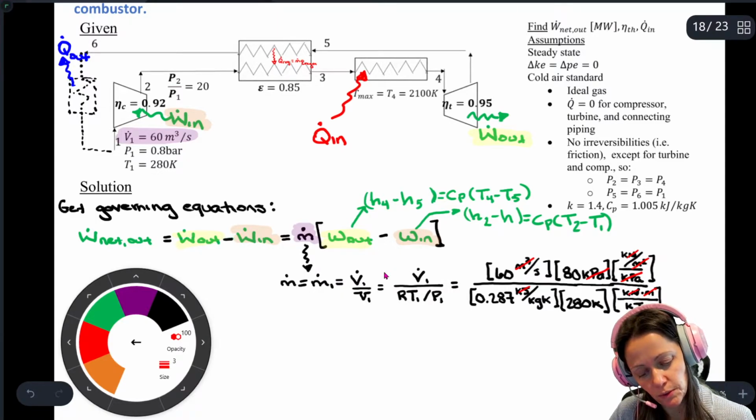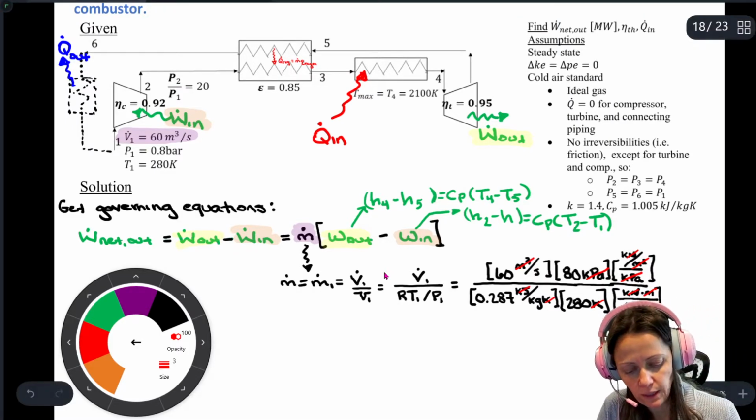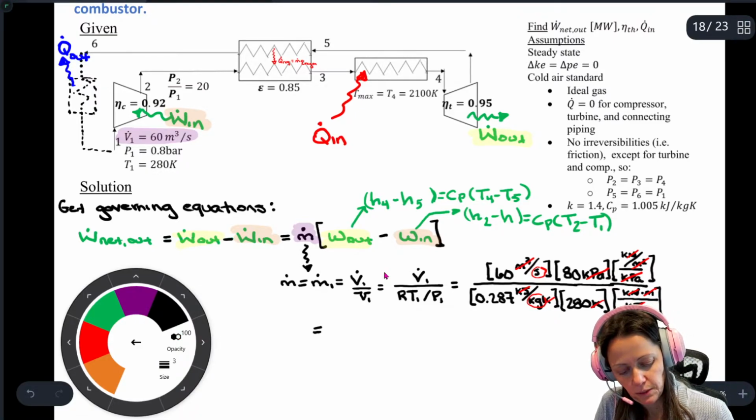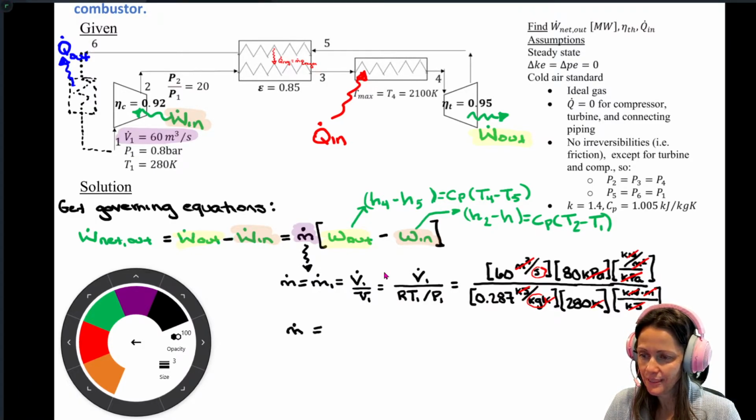Kilonewton, kilojoule, Kelvin. So if I'm not mistaken, the only thing I've got left is the kilograms per second. So that on there. See if I've actually got that. Be sweet if I did, but I apparently do not. That's okay.